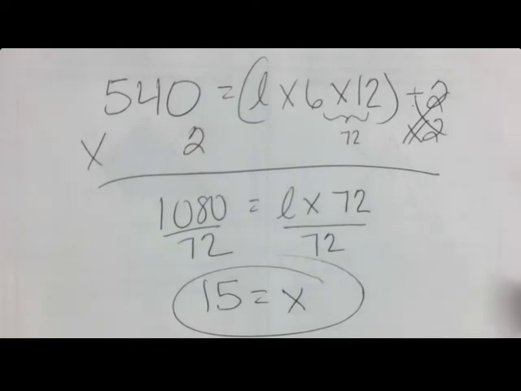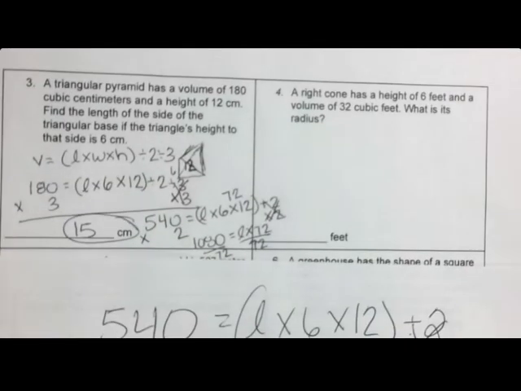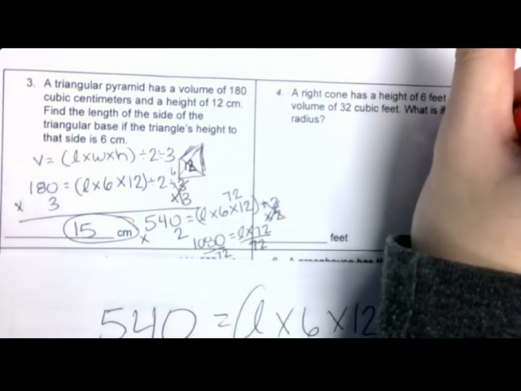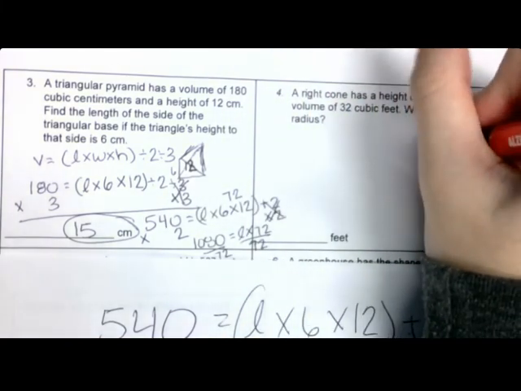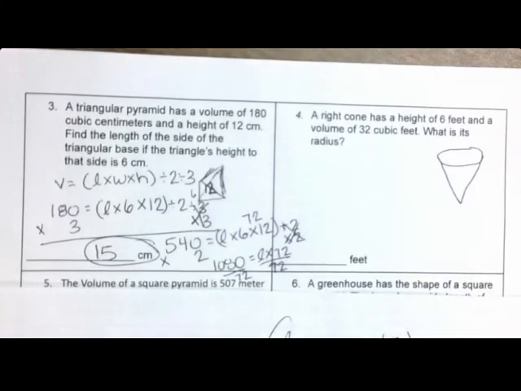So if you look at the next one, it says a right cone. Ding, ding, ding, ding, ding. Let's draw our picture. Talking about shapes. So I'm going to draw my oval over here, and then I'm going to draw my cone part. So that's going to be like that.